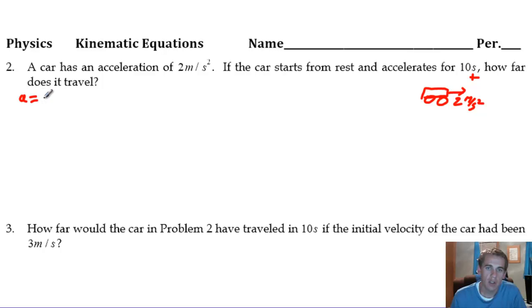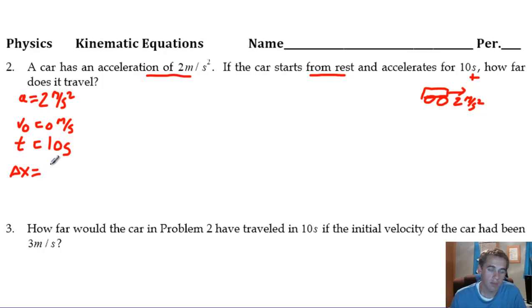My acceleration is 2 meters per second squared, right? The car starts from rest. That's got some hidden value in it. Initial velocity is 0 meters per second. Accelerates for 10 seconds. That tells me the time is 10 seconds. And I want to know how far it travels. Okay, how far doesn't ask where it ends up, it just means how far is it from where it started, and that's a displacement.